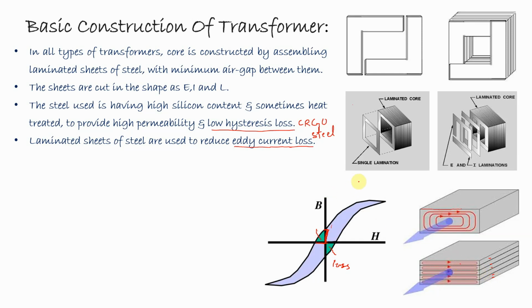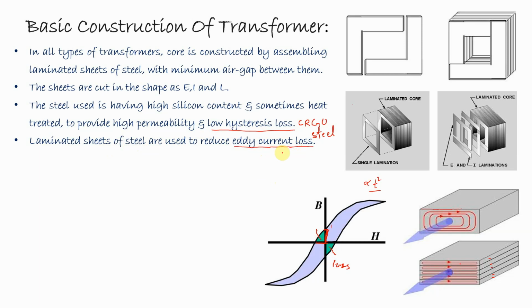Later we will see that this eddy current loss is proportional to the square of the thickness, which we will discuss later. That means if we reduce the thickness, the eddy current loss will also be reduced. That's why the core is always made of thin laminated sheets of silicon steel. Here the silicon steel is used to reduce the hysteresis loss, and thin laminated sheets are used to reduce the eddy current loss.